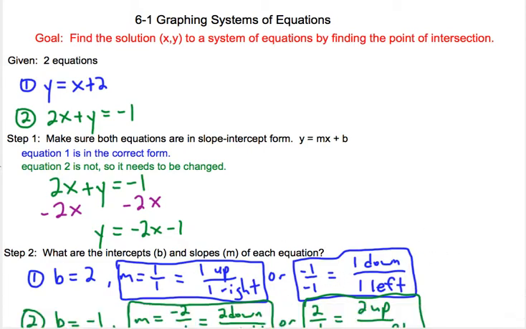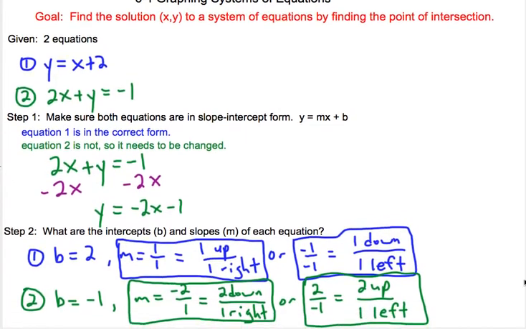And then the information from the green equation is that the y-intercept is negative 1, which we got from here, and the slope is negative 2 over 1, so 2 down, 1 right. Or we could do that as 2 up, 1 left.